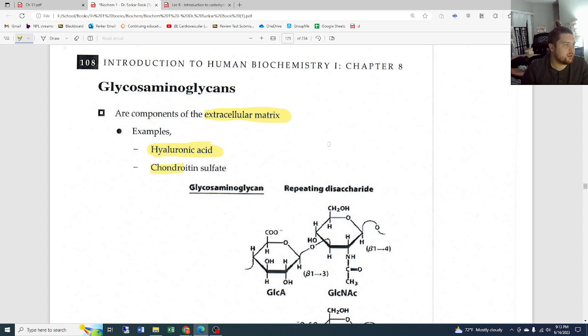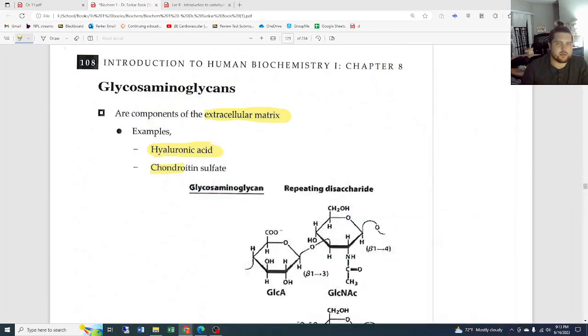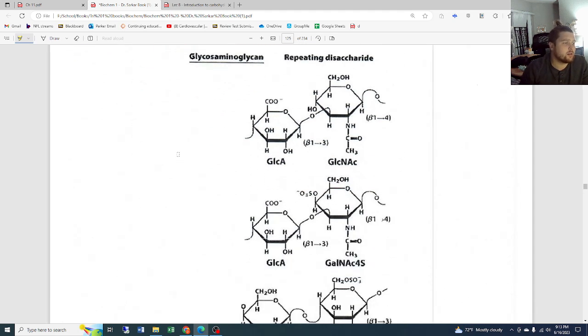If I'm not mistaken, hyaluronic acid, a natural substance found in the fluids in the eyes and joints, acts as a cushion and lubricant in the joints and other tissues. This hyaluronic acid will come up a couple of times as well in other classes. Exactly which ones are slipping my mind right now, but that is one. Keep an eye on that one, because that one will come back quite a bit.